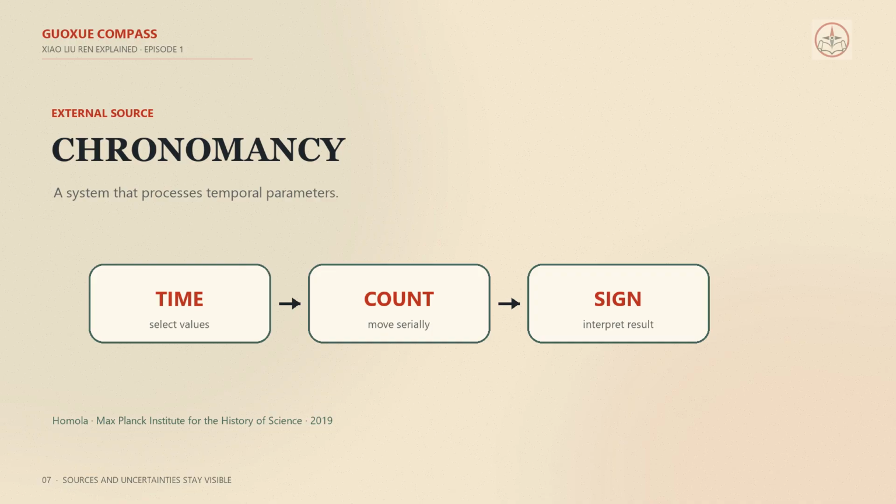For Xiao Liu Ren, the input is primarily time. The operation is serial counting. The result is one of six signs. This is different from throwing coins or drawing a card. Those procedures introduce a physical selection event. Xiao Liu Ren, in the version we are studying, begins with calendar values and moves them around a six-part cycle.